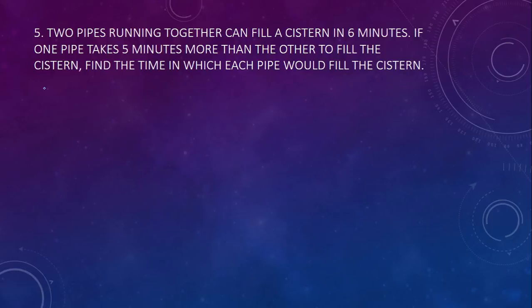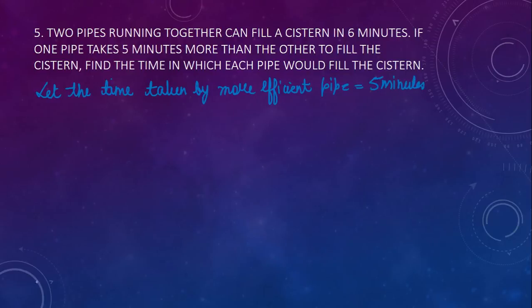So first we should declare the variable. Let the time taken by the more efficient pipe be equal to 5 minutes. Sorry, not 5 minutes. Oh gosh, I'm really sorry. Not 5 minutes. We are declaring a variable, so let it be x minutes.